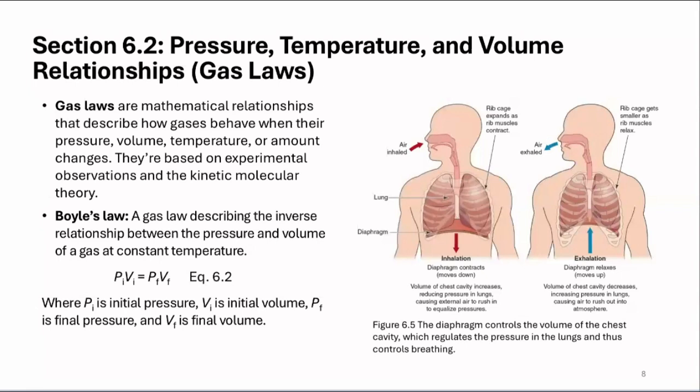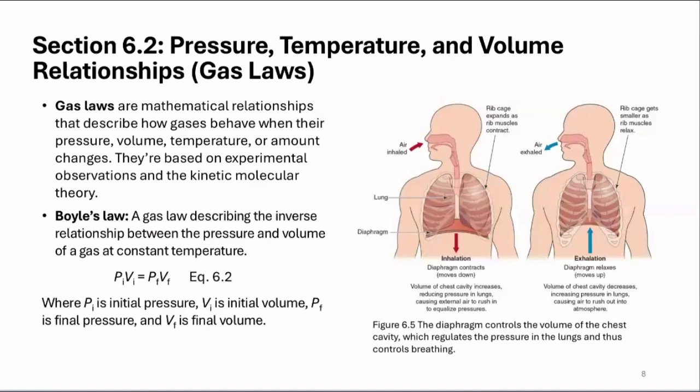The behavior of gases can be explained through mathematical relationships. These are known as gas laws. By definition, a gas law is a mathematical relationship that describes how gases behave when their pressure, volume, temperature, or amount changes.